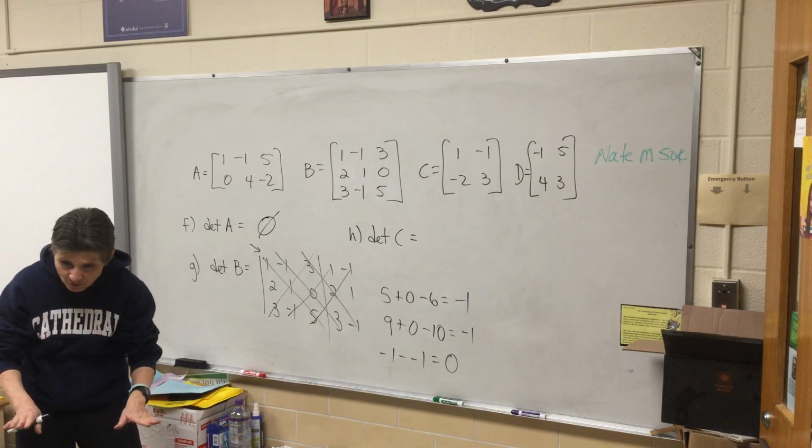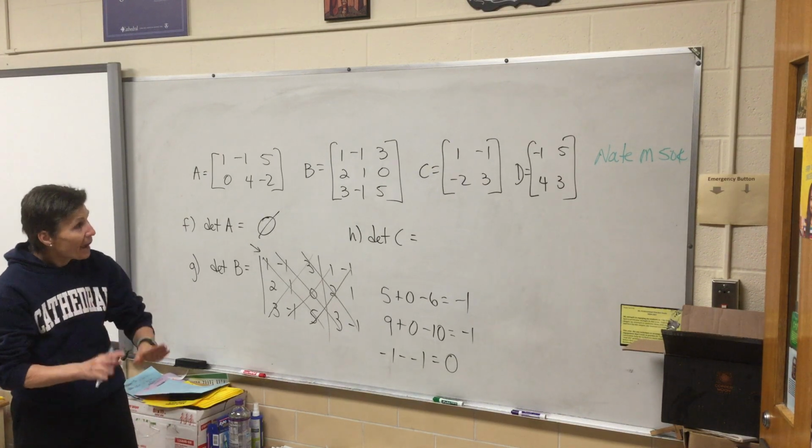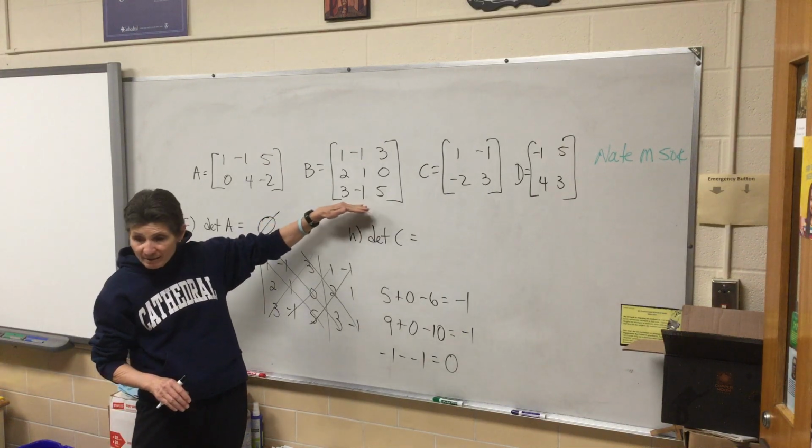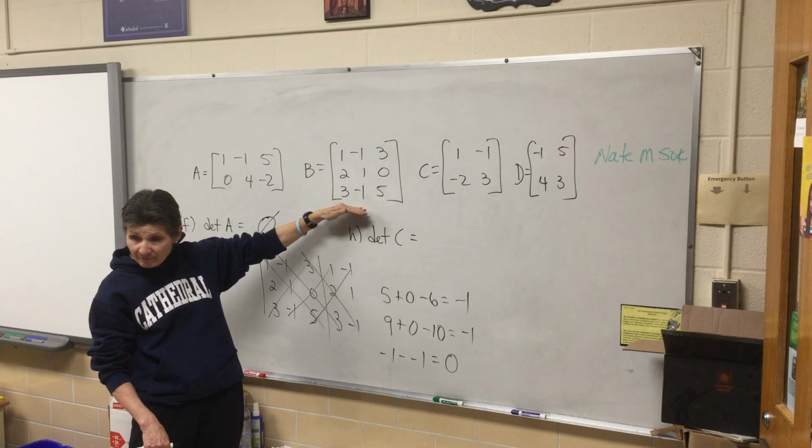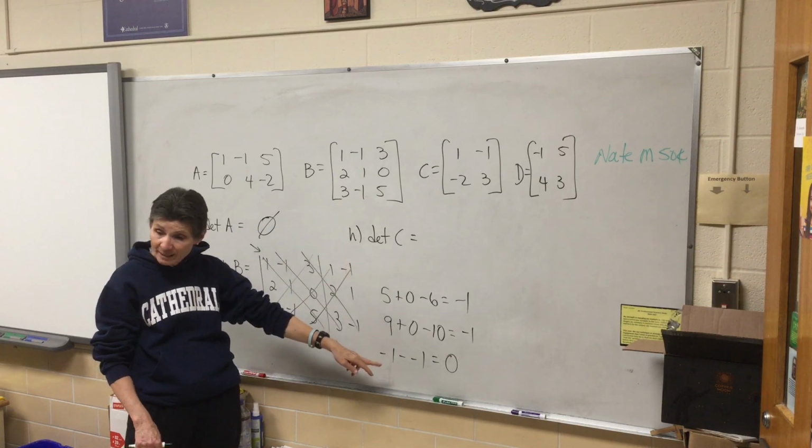Now, it's neither here nor there. It's not on the quiz, but that means that if we tried to find the inverse of this matrix, we'd get an error. It's not doable. You can't find the inverse because the determinant is 0.